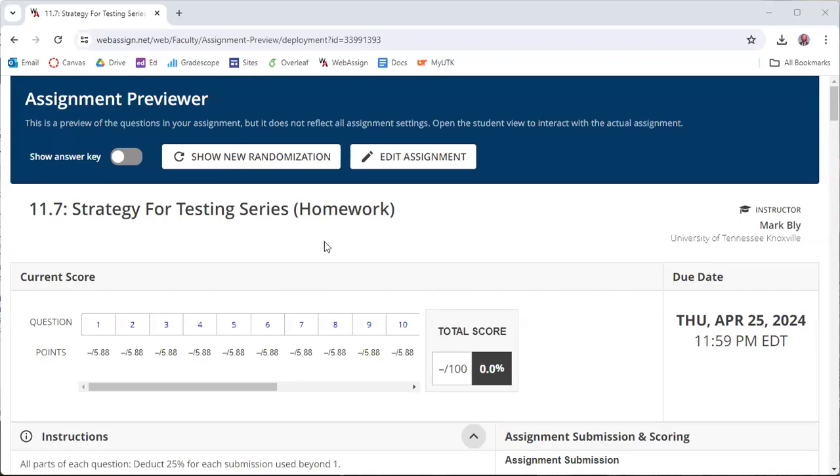All right, let's look at section 11.7. Let's discuss the strategy for testing series. The idea here is in this assignment, we're going to see all of our series tests together.